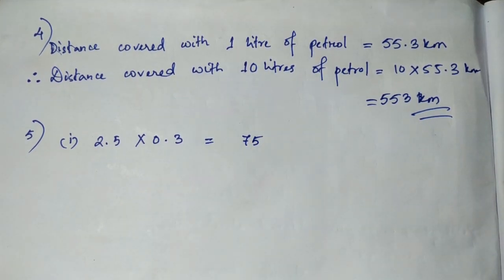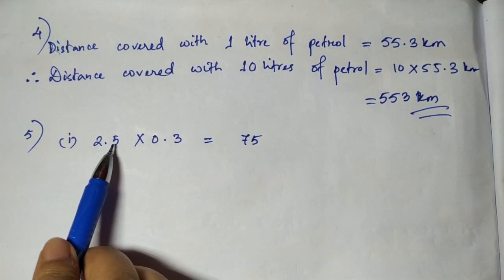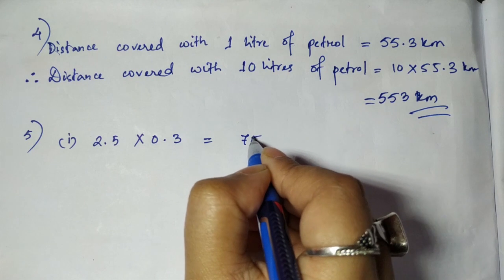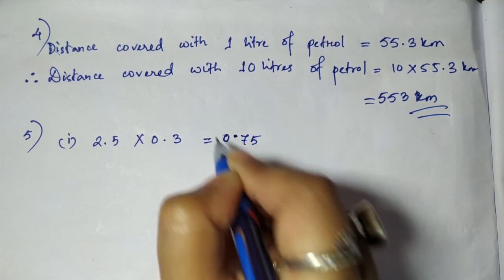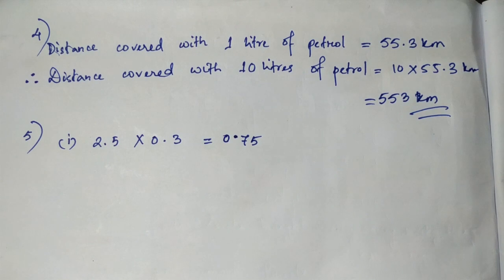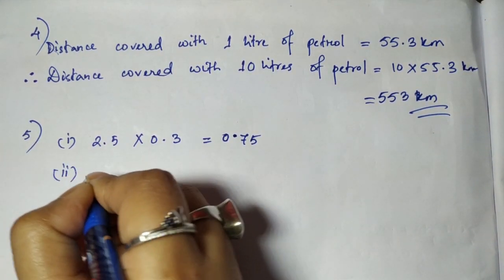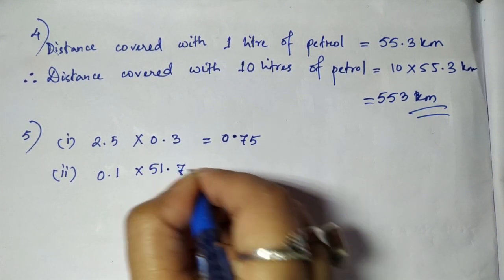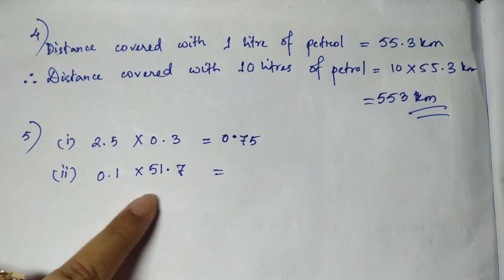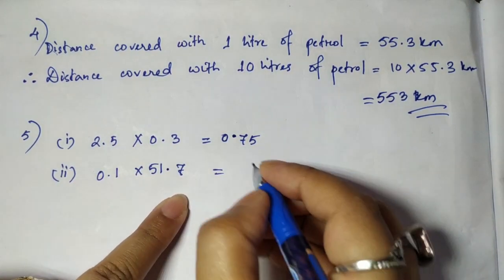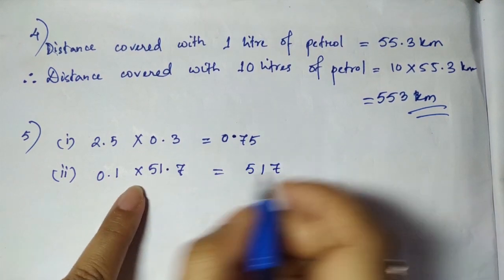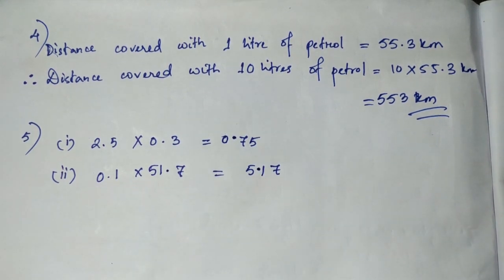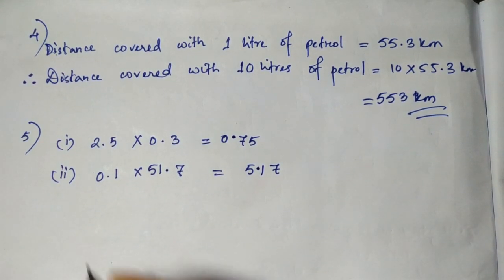Now where to put the point? Okay, how many numbers are there after the decimal? 1 and here 1. So 1 plus 1, 2. So coming from this side, all of you know 1, 2. So the point comes here at a 0, 0.75. Okay, I'll show you number 2 again. It's given as 0.1 into 51.7. Without the decimal, the number is 1 and 517. 1 into 517 is 517. How many numbers? 1 and 2. So the point comes here. Okay, so 5.17.